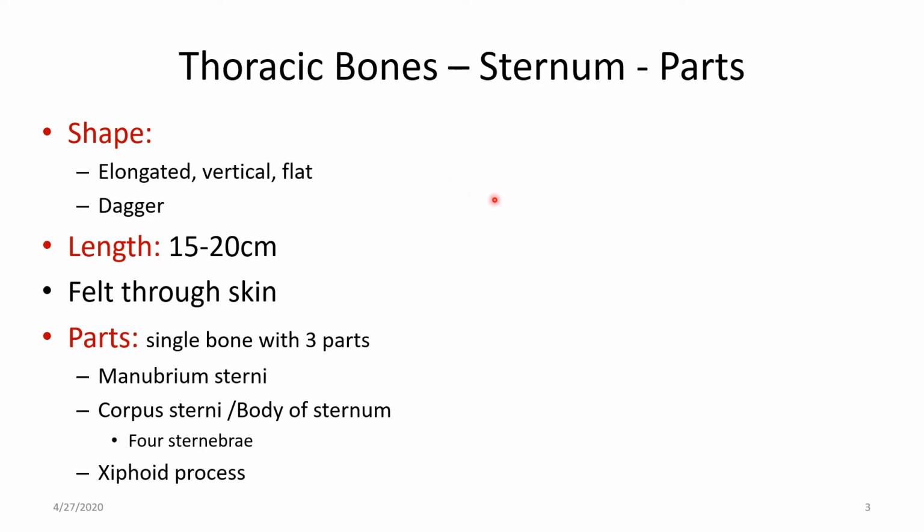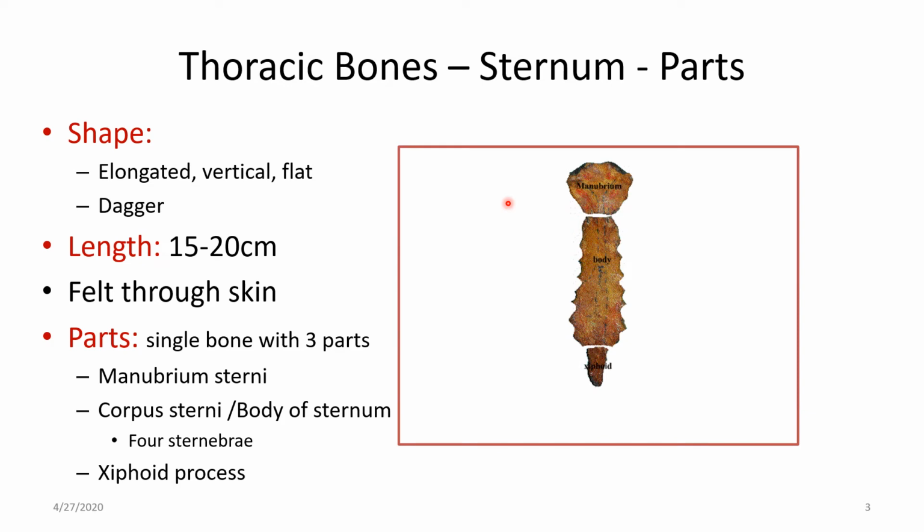Now let us see what is the shape, length and parts of the sternum. The sternum is like a dagger. It consists of an elongated, vertical and flat appearance. Its length is about 15 to 20 centimeters and it is a subcutaneous bone. That means you can feel the bone through the skin. So pass your fingers starting from the root of the neck downwards. You can feel the sternum.